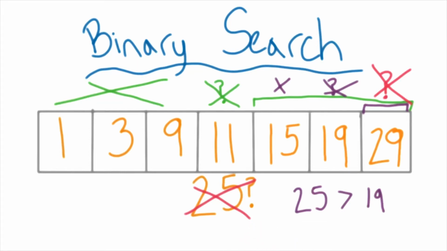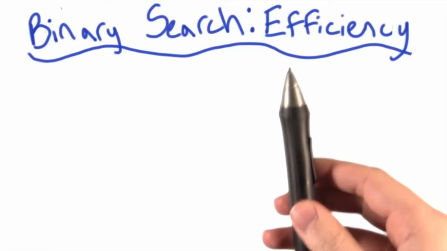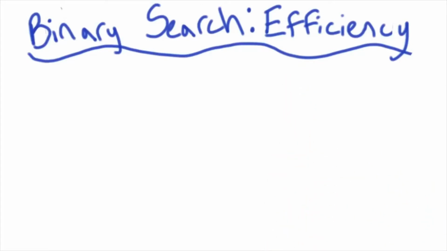Guess what? You just learned an algorithm. An algorithm is really just a high-level description of a trick for solving a problem. This one happens to be called binary search. Let's start talking about the efficiency of this algorithm with a new example.